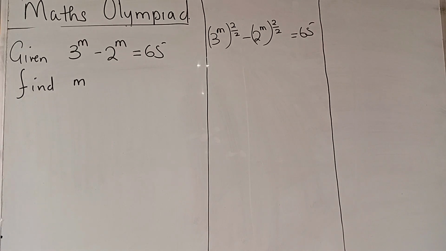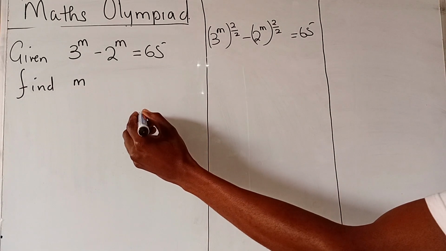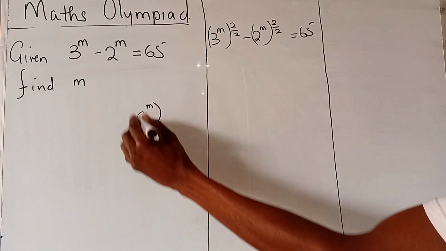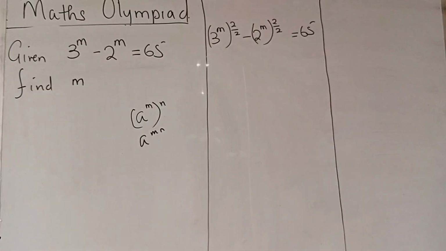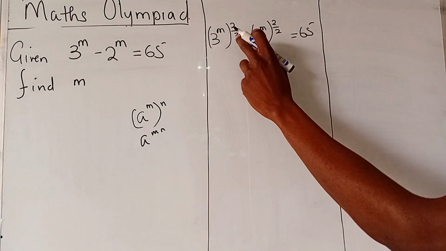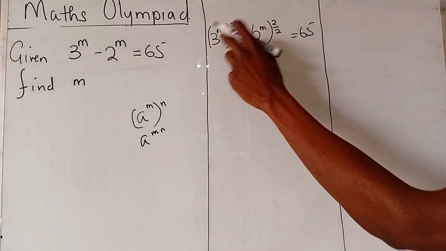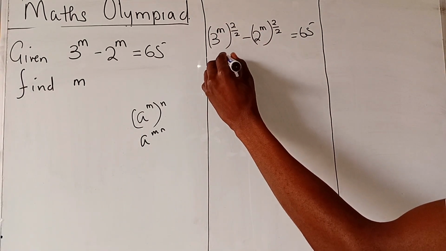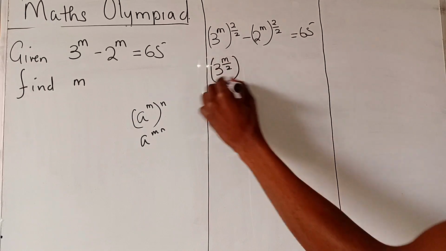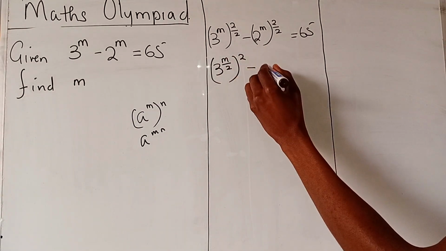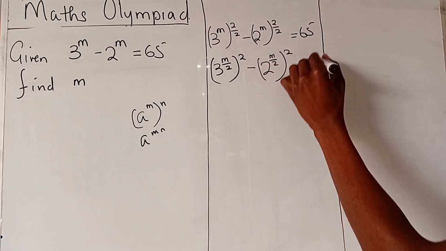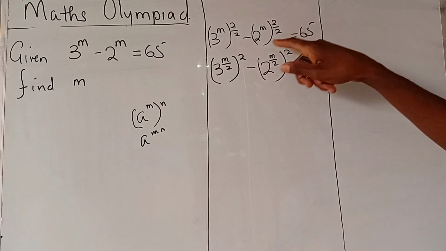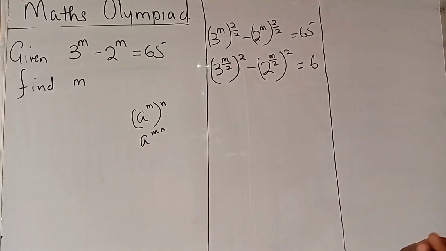So according to the laws of indices, there is a law which says if we have a to the power m, bracket to the power n, this is the same as saying a to the power mn. So what am I going to do there? I'm going to take this denominator back into this and have 3 to the power m over 2 all raised to the power 2, the same minus 2 to the power m over 2 all raised to the power 2 is equals to 65. I still have my false one, but it's only that I took the denominator inside the bracket, again in line with my laws of indices.